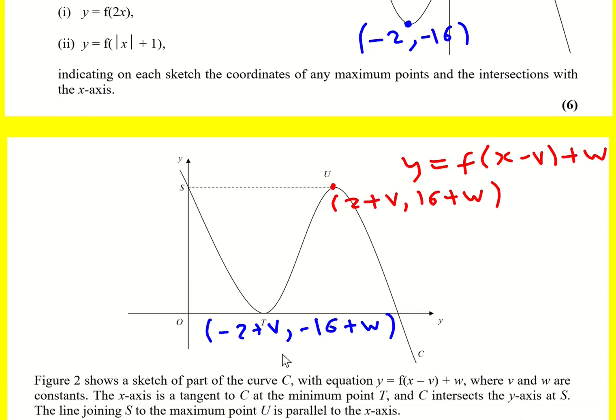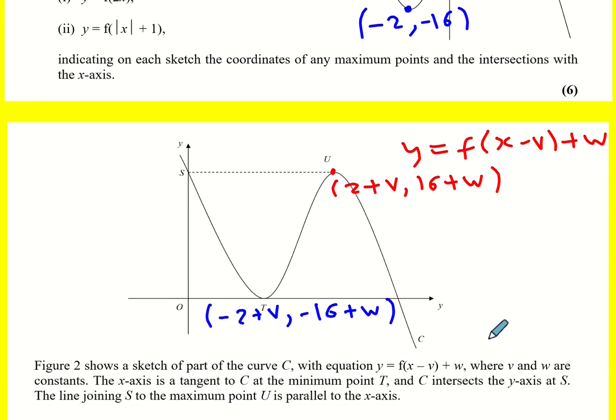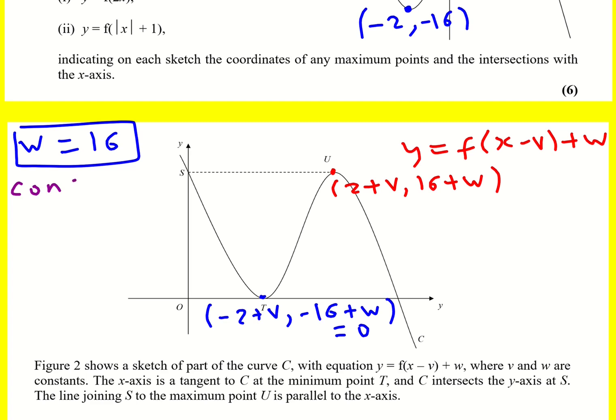However, in this case, we're told that it intersects the y-axis, or it just touches, so it's also equal to 0. And that gives us our w straight away. w must equal 16. Now, to find out what v is equal to, let's consider s. By the way, we now know that this is equal to 32. So we have the point 0, 32 for s.